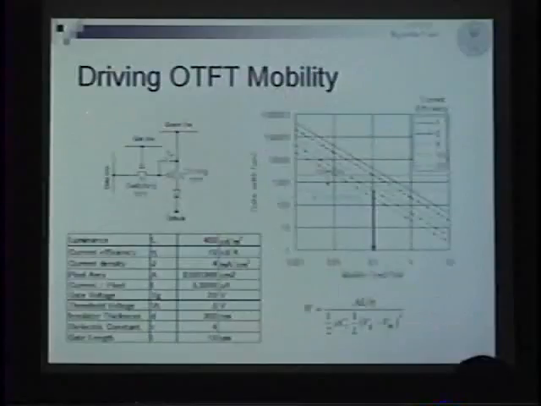So first we want to consider and discuss OTFT mobility for the driving TFT here. This calculation is the same as I mentioned before. So I can conclude that only 0.1 square centimeter per volt second is required for driving AM OLED, even in the case of the OTFT. Next.